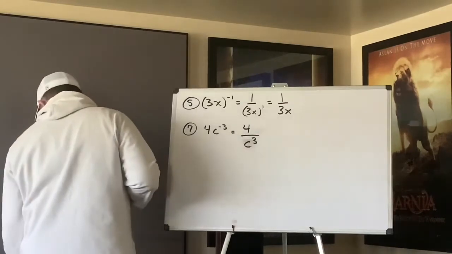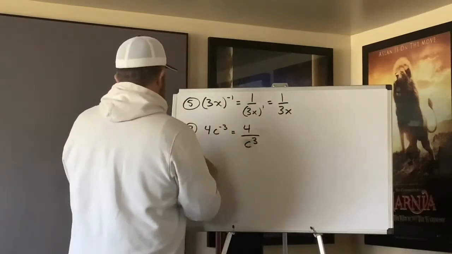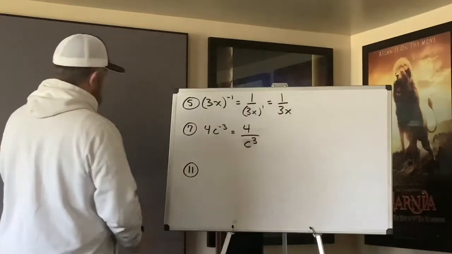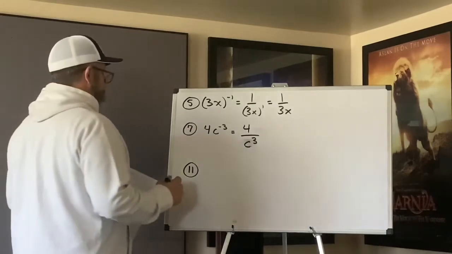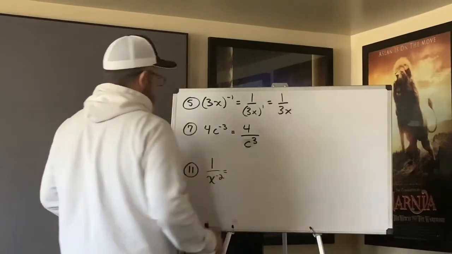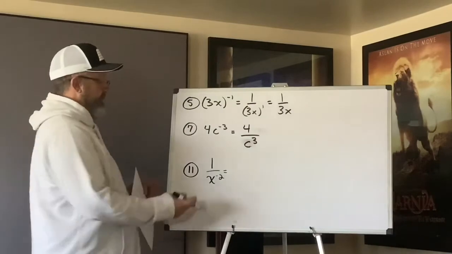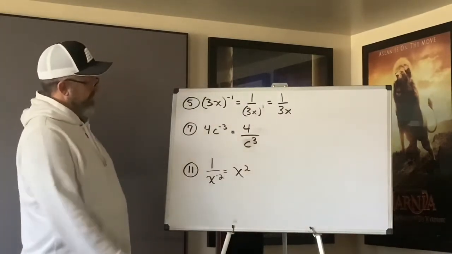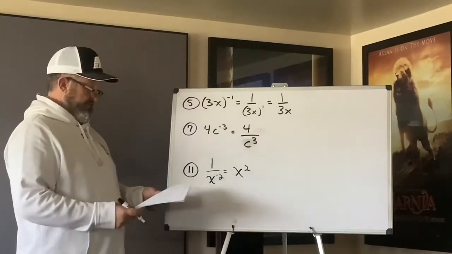Okay? We're going to skip number 9. I'm going to go to number 11. You guys can do number 9 on your own. Okay, number 11. Okay, this one's interesting. It's 1 over x to the negative 2. Now, wait a minute. Now, the negative exponent is in the denominator. It's actually really simple. Bring it up. x squared. That's it. So if the negative is in the denominator, move it up to the numerator.